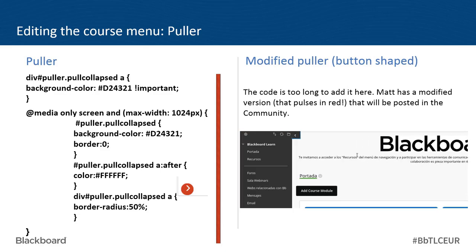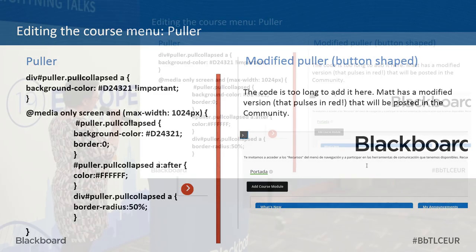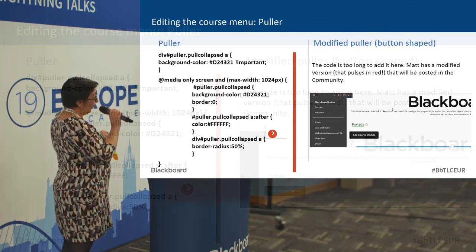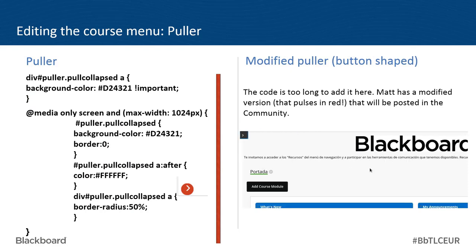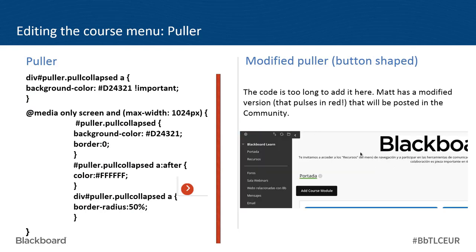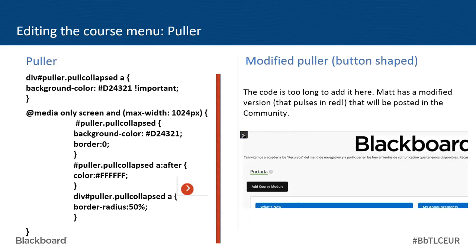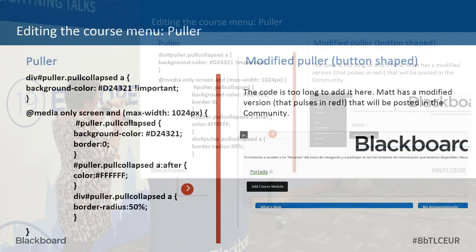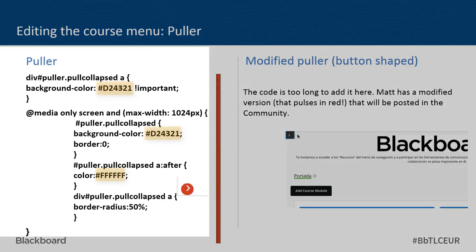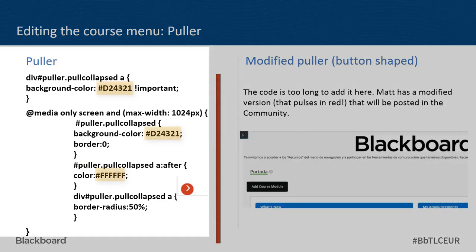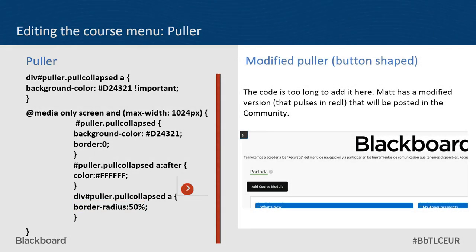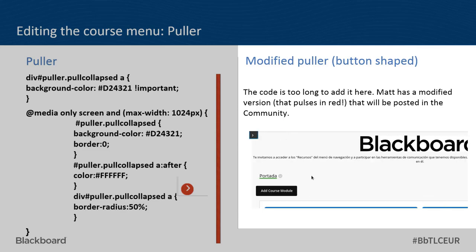The puller is something everybody has been a bit complaining about, because when you hide the menu, and especially since the menu hides by itself in 1024 pixels, for some people it's quite complicated to find. You can change the color. In there it's painted in red. Nowadays in the responsive version it's a ball, it's a circle with an arrow, so it's a bit better than what it was before. And then I made a modified version shaped as a button that you can see how it works on the back.